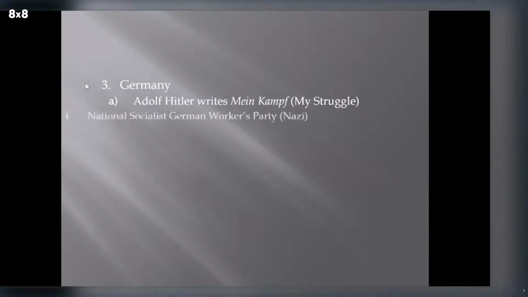Then we had Germany. We had Adolf Hitler, who wrote a book called My Struggle. After he saw how Germany had been beaten severely after World War I, and he was a nationalist in the German Workers' Party, he started thinking about how Germany could become great again.